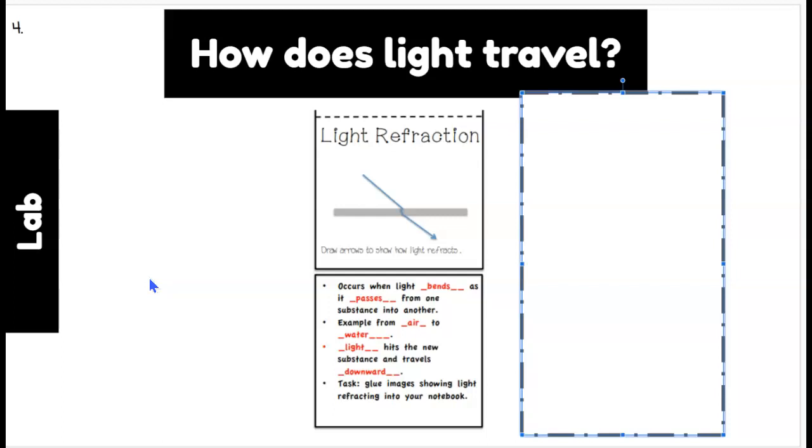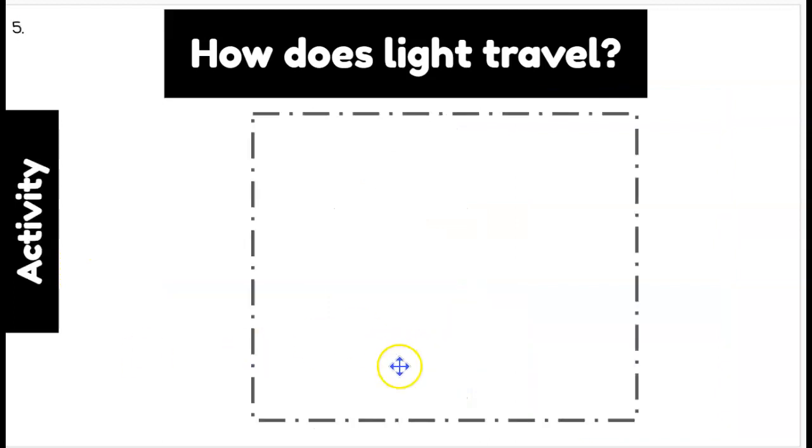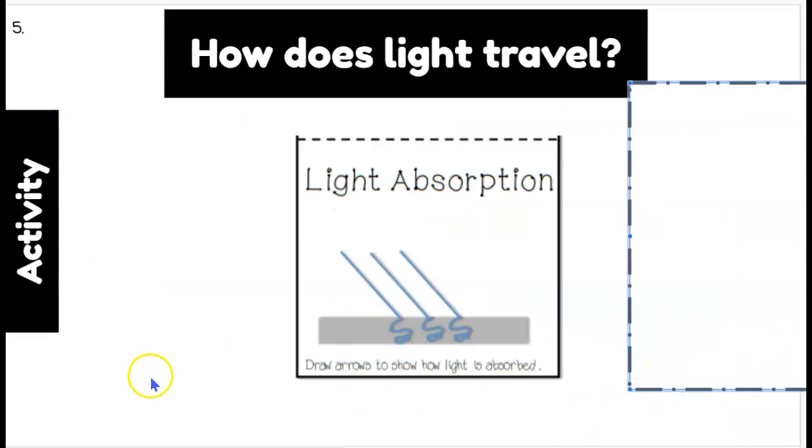So refraction happens when light bends as it passes from one substance to another. So you have air and then into water. Example, from air to water, just what I said. Light hits the new substance and travels downward. Light absorption. So if you have a picture, it's going in and then it stays within and creates heat.